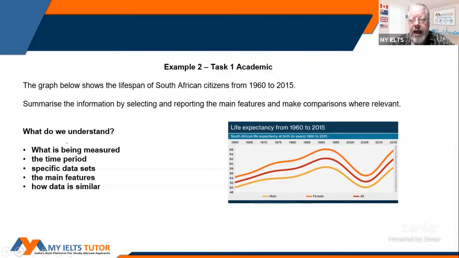That's one aspect of how the data is similar, because that's something we need to look at as well. We want to make comparisons where relevant. You can see up here, it says make comparisons where relevant. So if we look at all the data sets, they all follow the same trend over time. Those are the things that we come to understand and know, and it's important that we understand them for this particular task. Now for the essay, that's our next one.